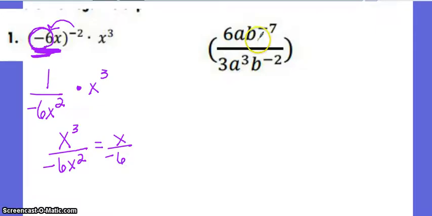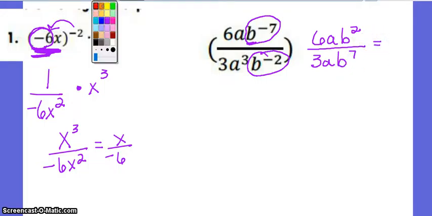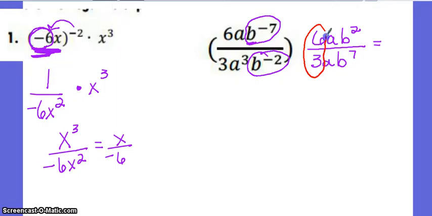Okay? This right here, the -7 is with the b, and the -2 is with the b. So you're just going to flip these. So now you're going to have 6ab to the second over 3ab to the seventh. Simplify. 3 can go into 6 two whole times. These cancel out. And then you're going to have a b to the fifth on the denominator.